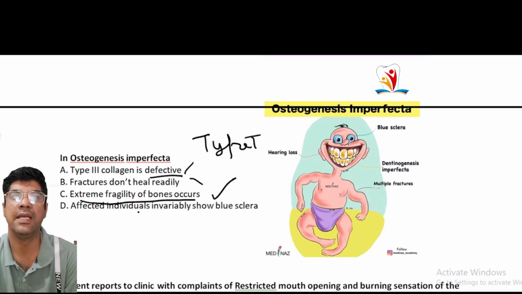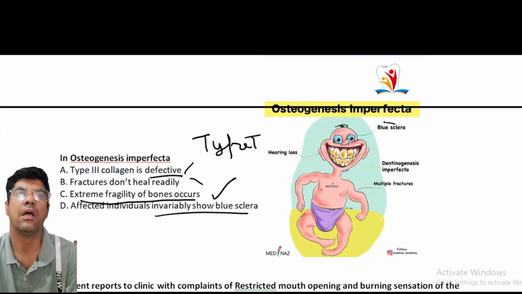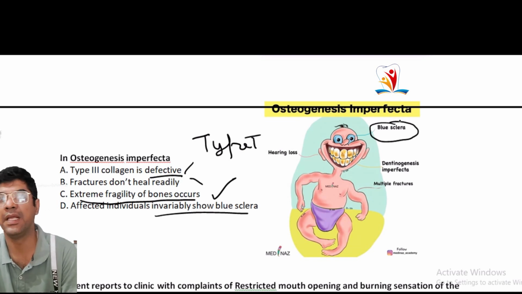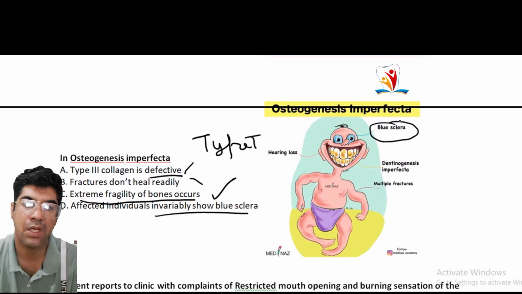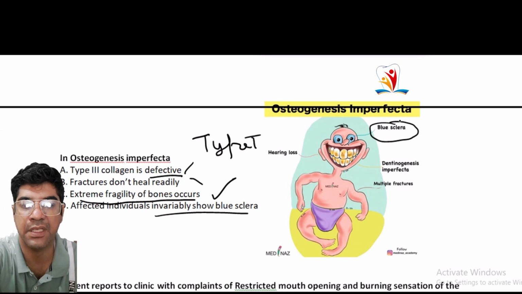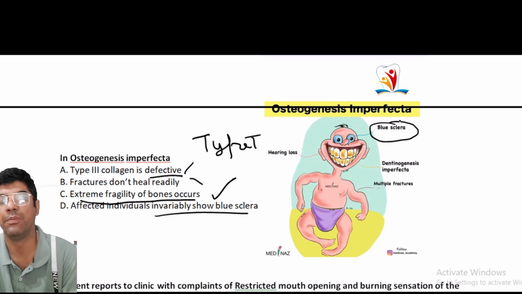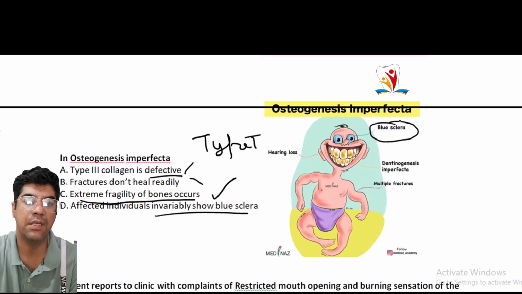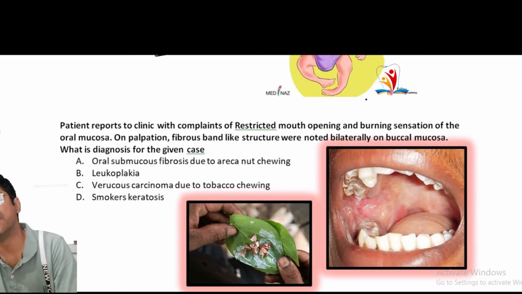Fracture does not heal readily. That is incorrect. Infected individuals show blue sclera. Yes, they show blue sclera, but that is not the characteristic feature of this disease. There is extreme fragility of bones that occurs, so that is the main answer here. The blue sclera is common but not a universal feature of it. So it is often seen, but it may not be present in all cases.